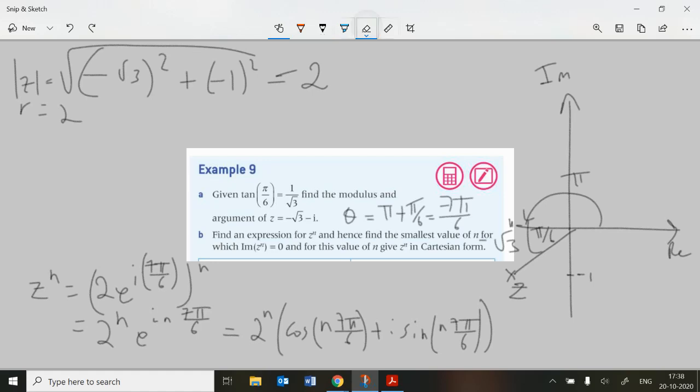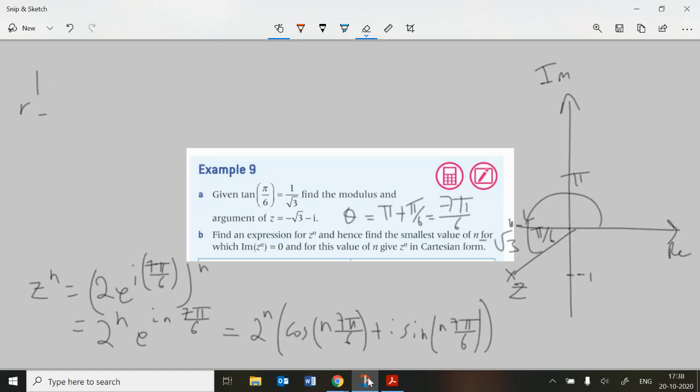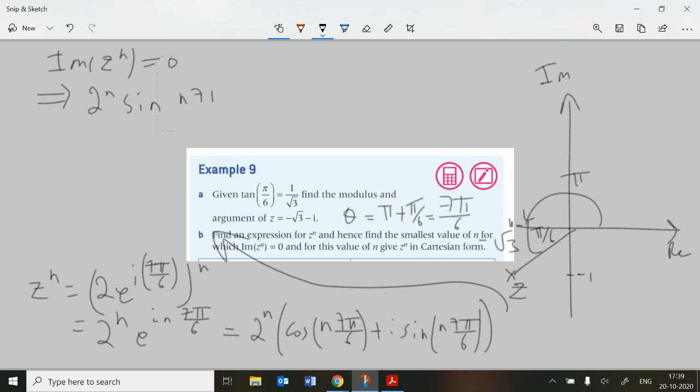Running out of space a little bit. I'm just going to rub out this top stuff and put it in there. Okay, so just going up here. When is the imaginary part equal to 0? So imaginary part of z to the n equals 0 means that we've got 2 to the n sine of n 7 pi over 6 has got to be equal to 0.